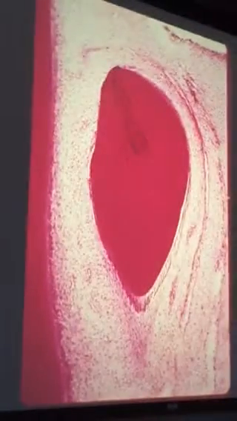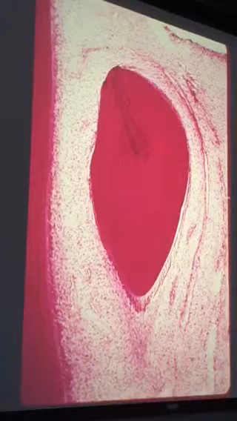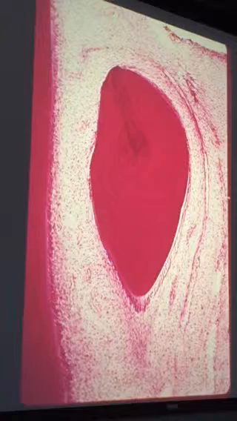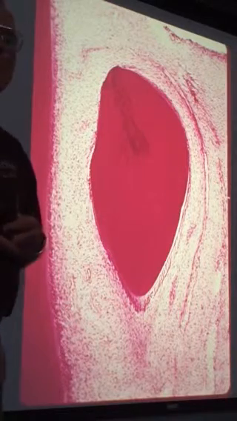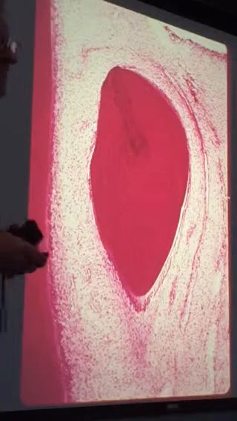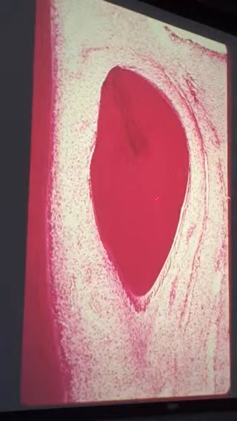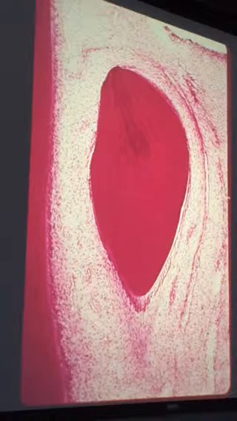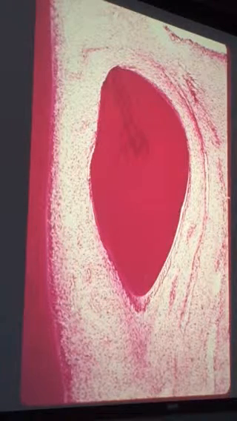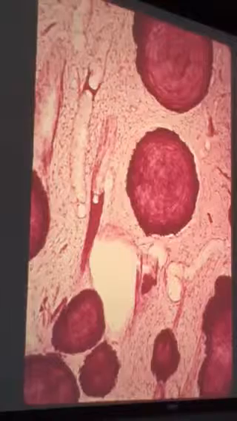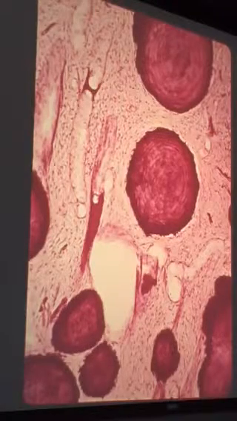Okay, and what is this thing right here? Okay, who said pulp stone? Okay, that's wrong. Say true pulp stone. Okay, so we have a true pulp stone because we can see the dentinal tubules, and you'll be able to see them in the microscope in the lab practical. So that is a true pulp stone or a true denticle. How about these? False pulp stones.